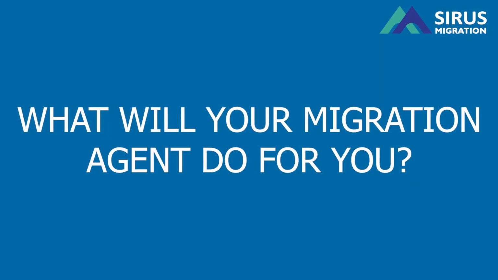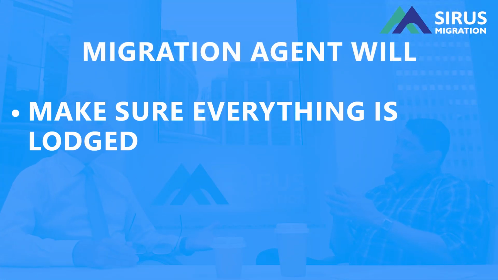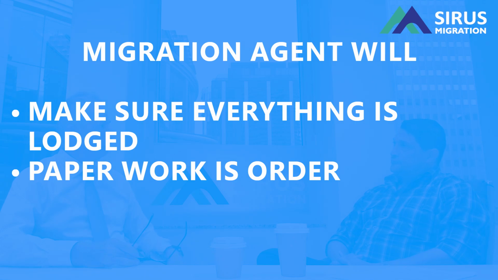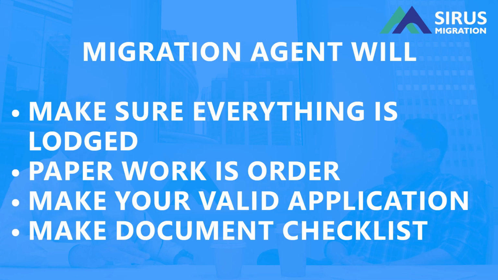So, Willem, I'm a student. I had my visa refused. I come to you because you're the expert. What are you going to do for me? Well, there's a bit of work to be done. The first thing we do is make sure that everything has been lodged. We've got the paperwork in order. We've got the notification from the tribunal that it's a valid application. The next step is to make sure that we have all the documents on record.